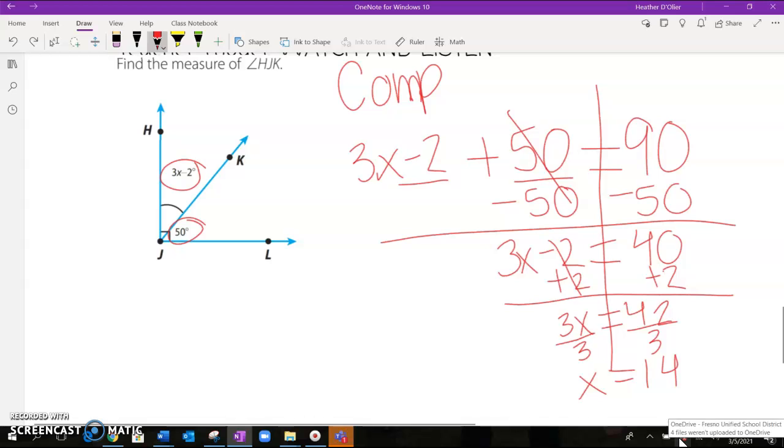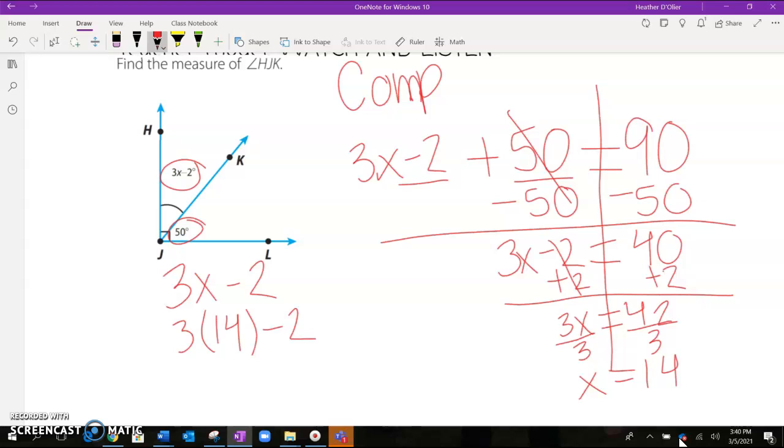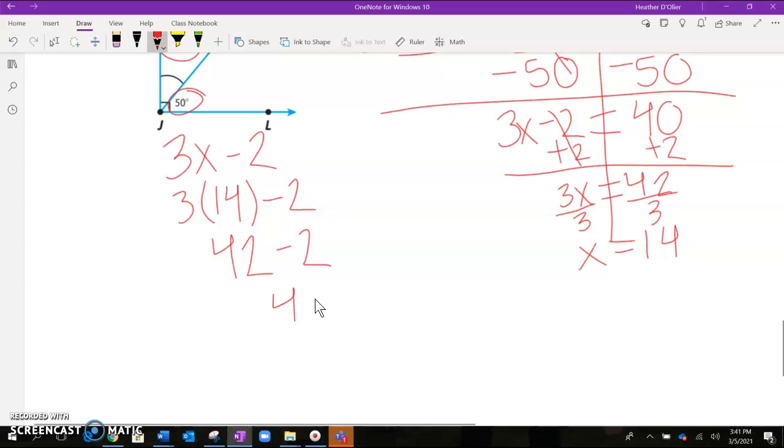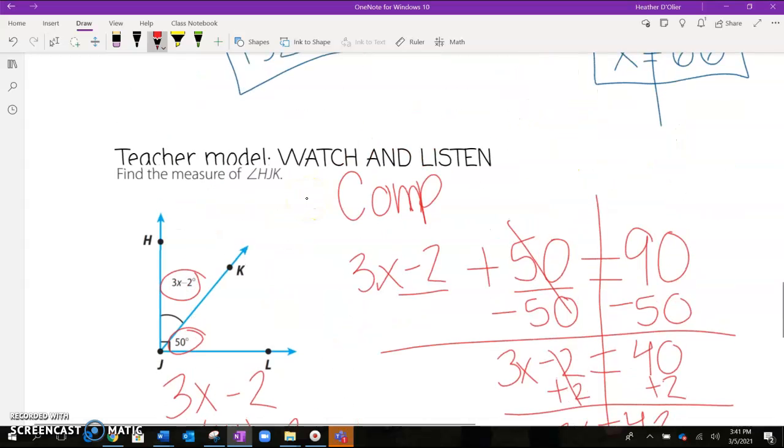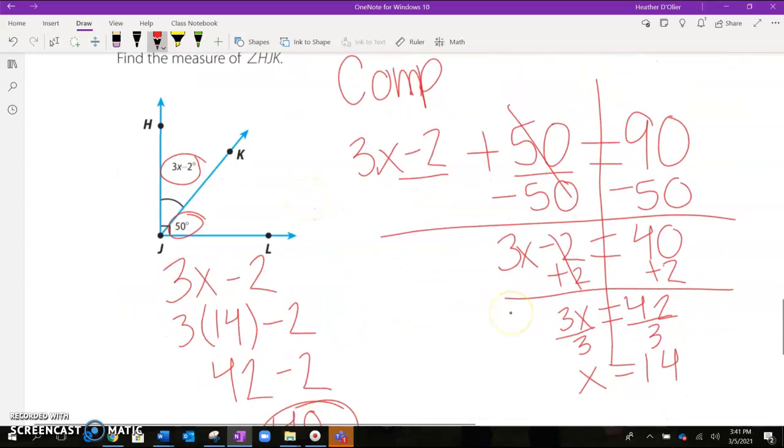Because sometimes they won't be this simple. So I have 3x minus 2. I'm substituting 14 for x, so I'm actually doing 3 times 14 minus 2. I know this because it's literally on the right side. I'm redoing the thing that I just undid. So 3 times 14, that's 42. And I have to remember to subtract the 2. So 42 subtract 2 is 40. So I proved it 2 different ways. This angle is 40, but x equals 14.